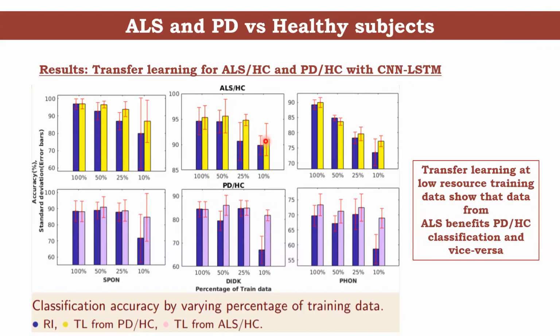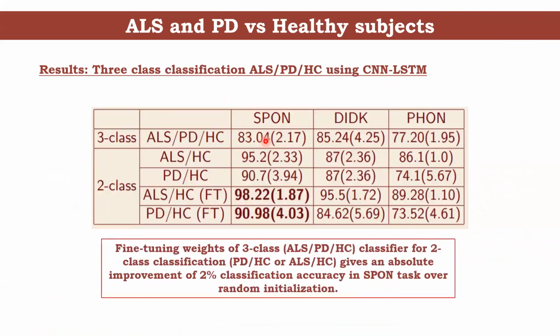So it shows that if you have a low resource condition, you can use the other kind of dysarthric speech, pre-trained and fine-tuned. Let me move on. We also did this 3-class classifier building with CNN and LSTM, and then used that as it is for ALS versus HC or PD versus HC, and they gave this kind of numbers. But when you fine-tune them, it does better. In fact, that is the best performing classifier.